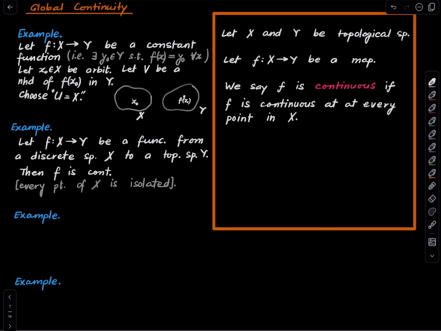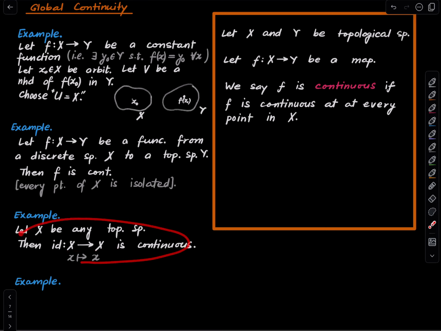Okay, another very important fact is that, let x be any topological space, then the identity function is continuous. What is the identity function? It takes little x to x, picks a point and just spits out the same point. So the identity map is always continuous, and this is an exercise. Very, very simple exercise.